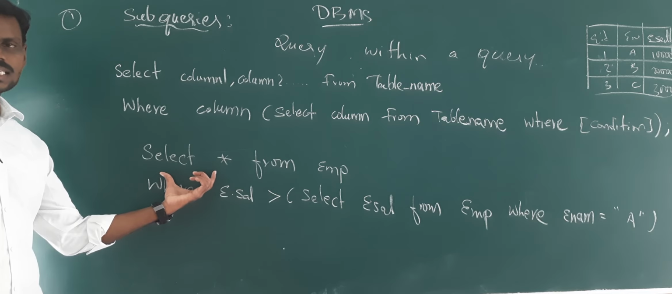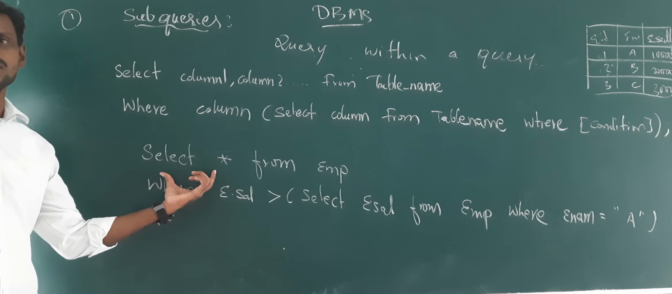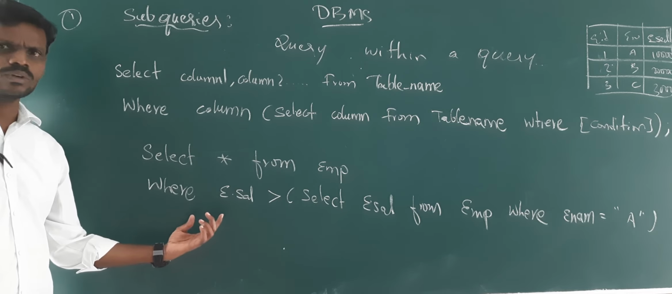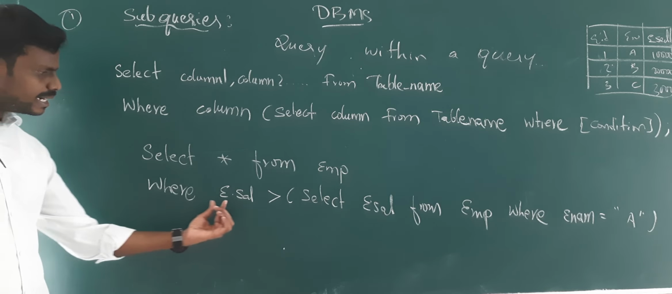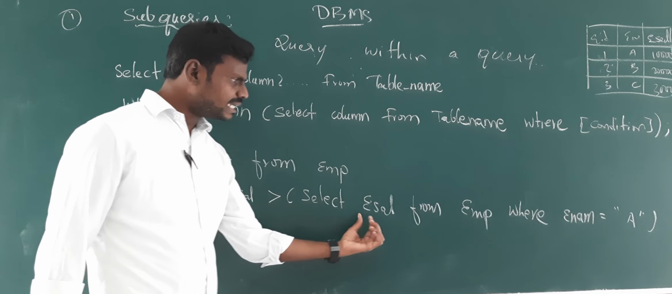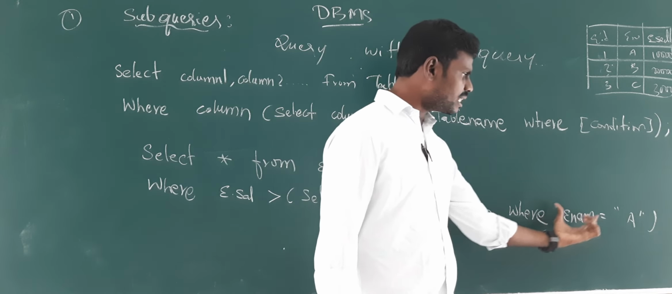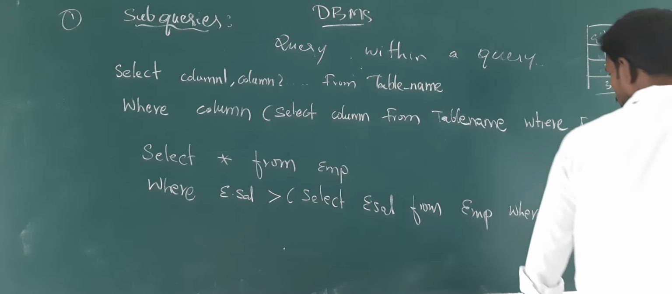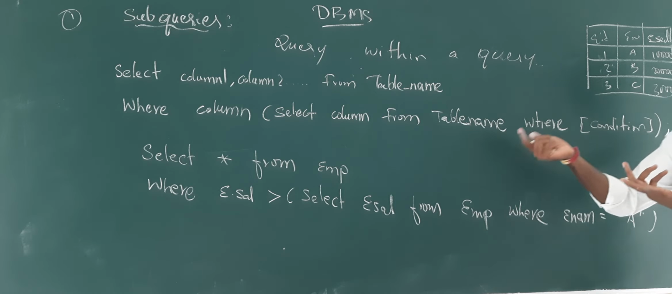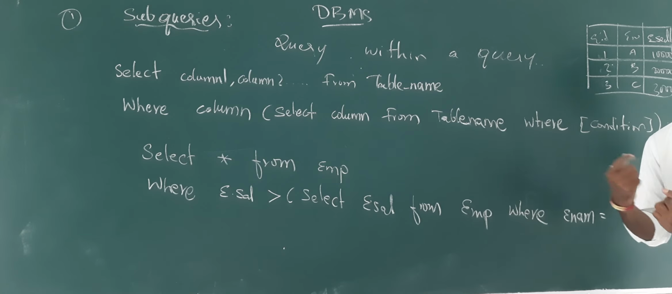I want to see the result of those who are having more than the salary of employee A. I don't know whether it is 10,000, 30,000, whatever it is. And I am getting that salary by giving this particular statement: select the salary from employee where the employee name is A. So you do remember, whenever we go for subqueries, the innermost query will be executed first, and that result will be given to the outer query as an input.